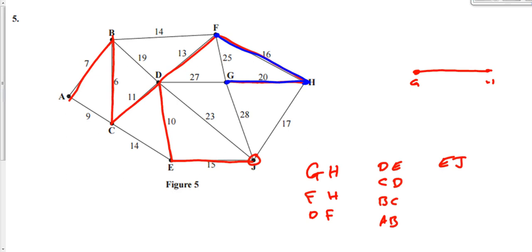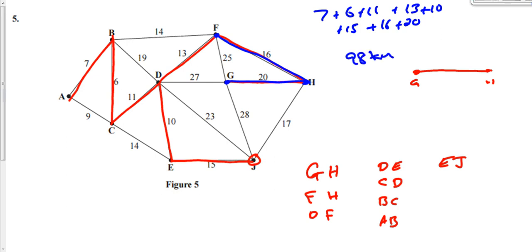And once you've done that, you've got to then work out what the weight of the total spanning tree is. So we add together 7 plus 6 plus 11 plus 13 plus 10 plus 15 plus 16 plus 20. And if you do that, you should get 98 kilometers. And there are people that got that mark, which is good.